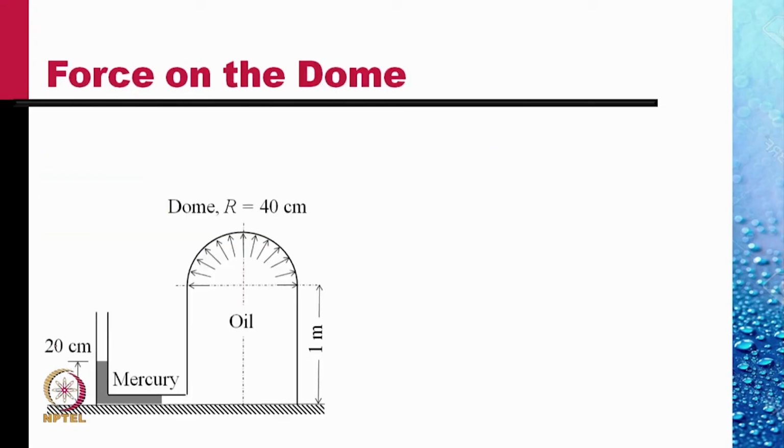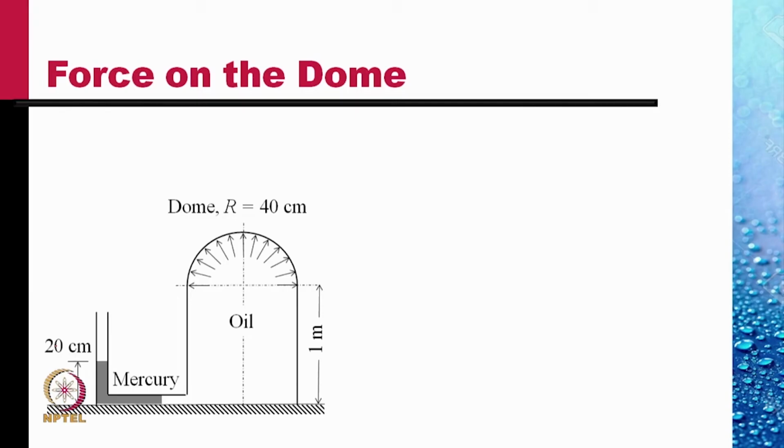Let us consider the next example as the force on a dome of an oil tanker. It is a cylindrical oil tanker with a hemispherical dome on it. It contains oil, and the pressure of this is measured by a mercury manometer rising to a height of 20 centimeters.